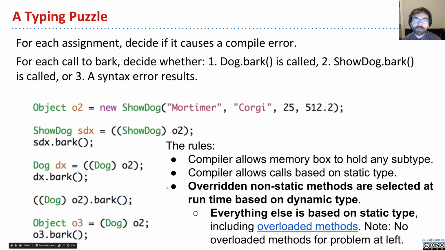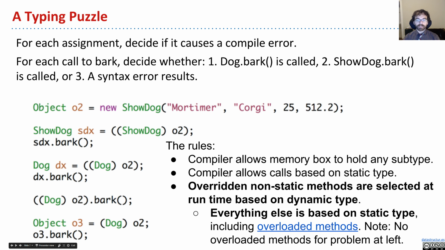So if you started getting nervous about this and you're like, gosh, it feels like there are so many rules, you have to condense your rule set. And this is more or less the whole rule set. So we say that the compiler allows a memory box to hold any subtype. So in other words, if it's a List, it can hold ALists, SLists, or whatever else, as long as it's a subtype. The compiler allows calls when it thinks, is this line of code valid? It does it based on the static type.